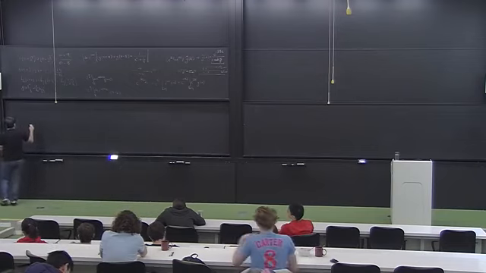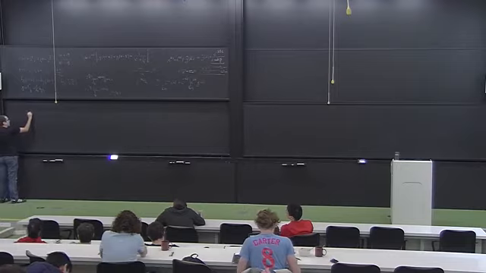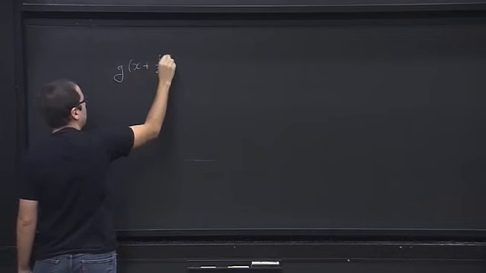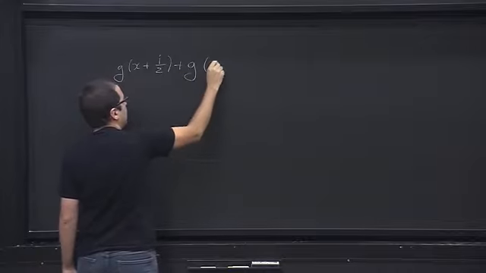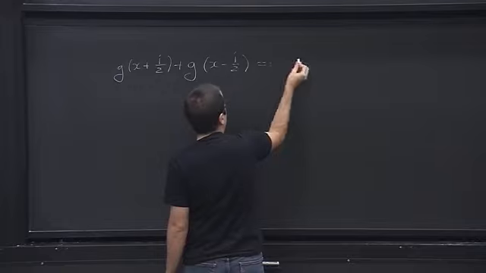So the second way of solving it, the first part is the same. And we want to solve this problem of solving this. G of x plus I over 2 plus G of x minus I over 2 is equal to some known function of x.